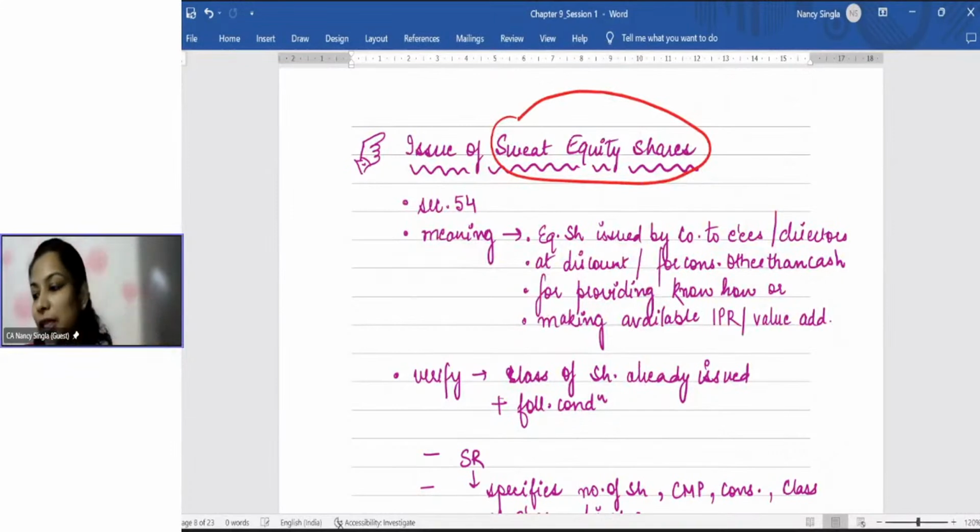So quickly tell me, what is meant by sweat equity shares? Quickly, I need all of you to reply. You all haven't replied since long. What is meant by sweat equity shares? Send in your replies. Then only I'll proceed with section 54. Just a minute.